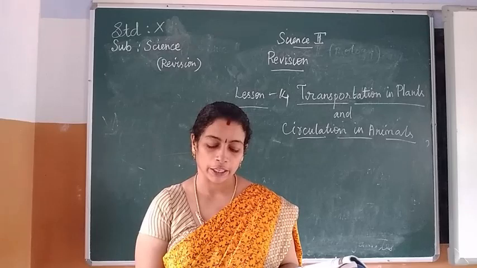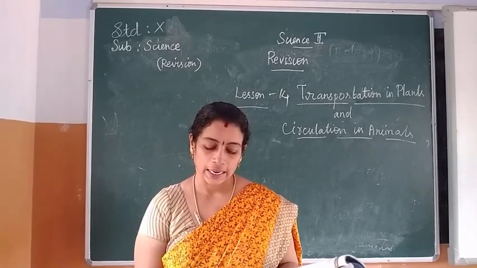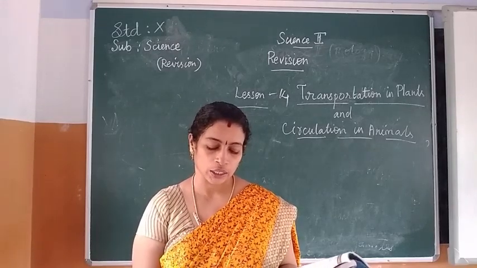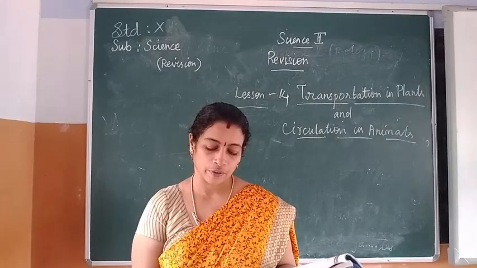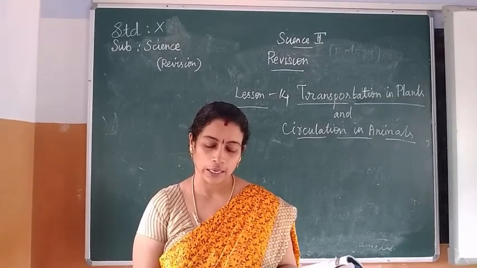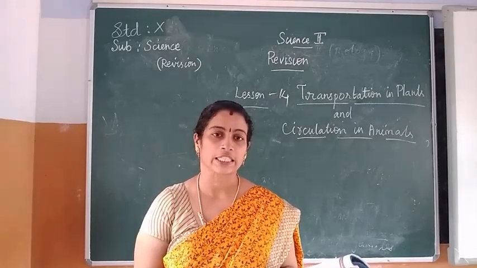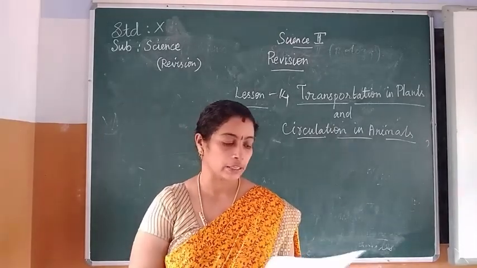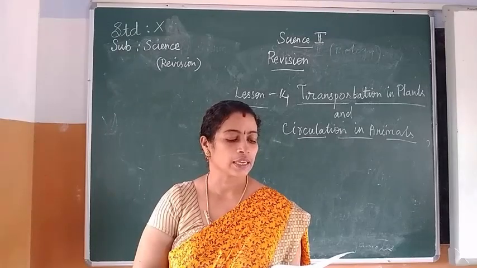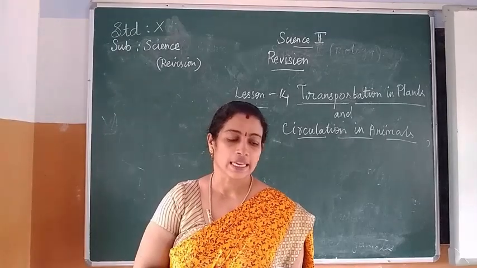A patient with blood group O was injured in an accident and has blood loss. Which blood group should the doctor effectively use for transfusion in this condition? Answer, O group. O group can receive only O group of blood. Then, heart of heart is called SA node.